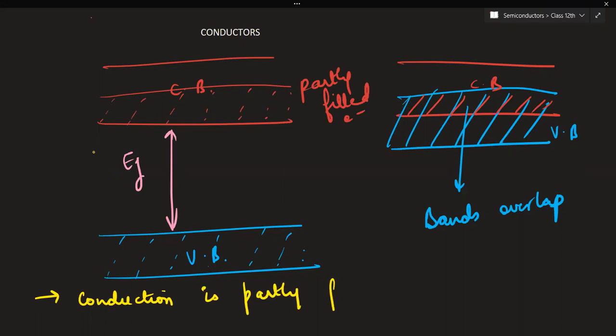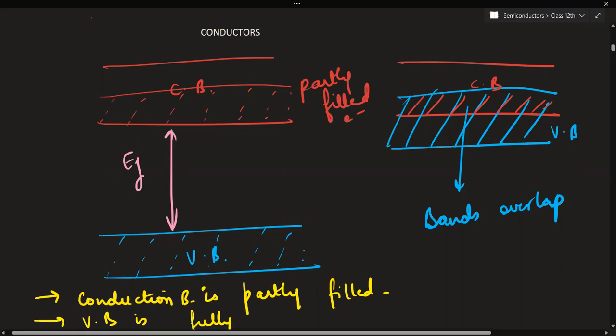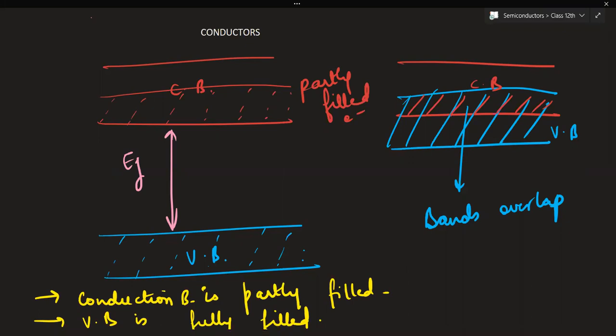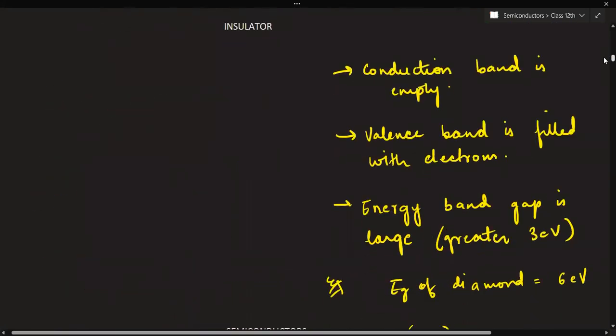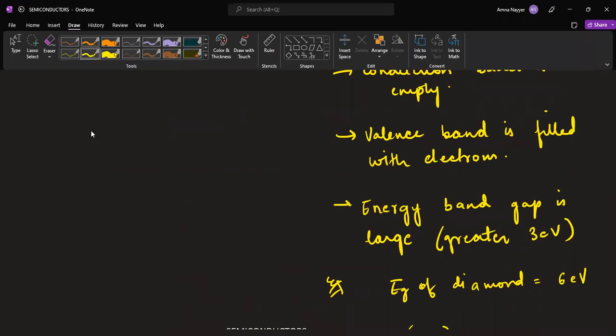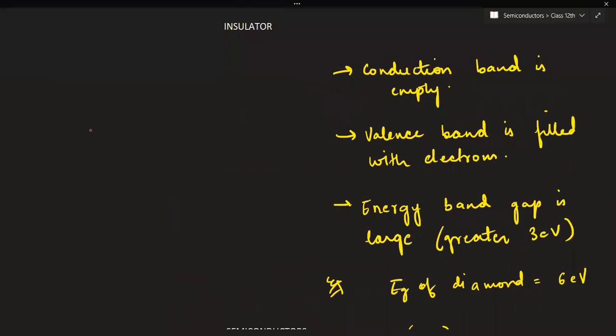Conduction band is partly filled, and valence band is fully filled. If you see such a case, it means the material is a conductor. Now, what about insulators? Conductors are very simple. A band gap should be there, meaning the conduction and valence bands should have a gap, or they should overlap.